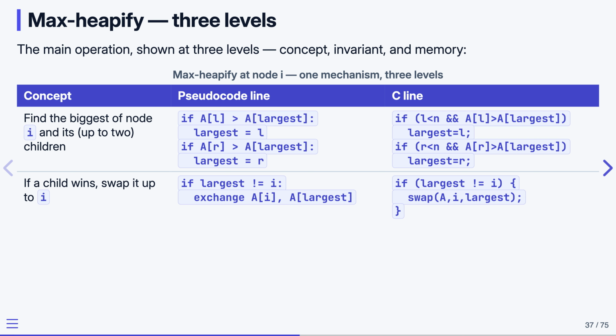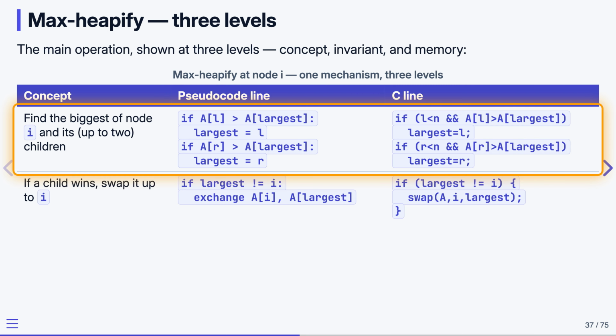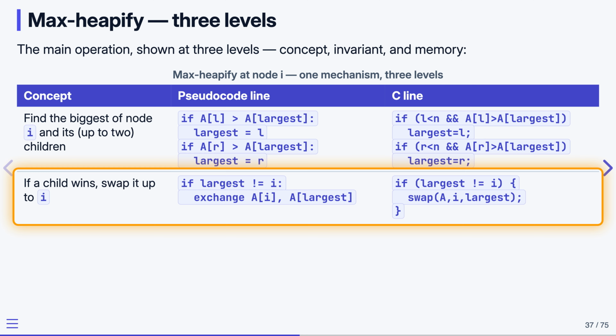Max-heapify is the one operation every heap uses. This table shows it at 3 levels: the plain idea, the pseudocode, and the C code. Each row is one step of the same move. First, look at node i and its children. A node has up to 2 children. We find the biggest of the 3. In the code, we compare A at index L and A at index R, and we keep the index of the winner in largest. If a child is bigger than node i, we swap that child up into i. Now node i holds the largest value of that little family.